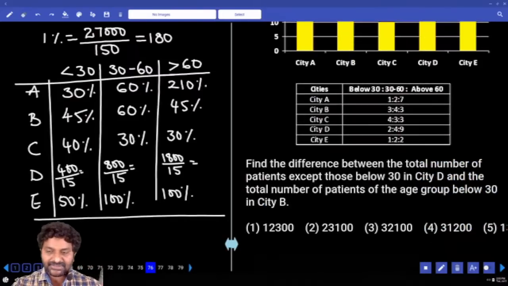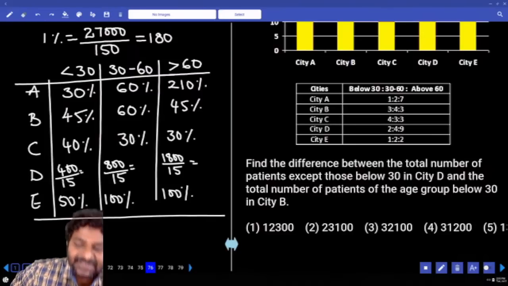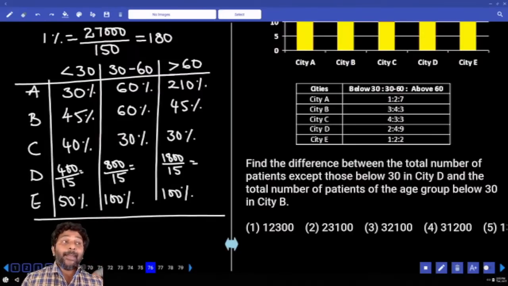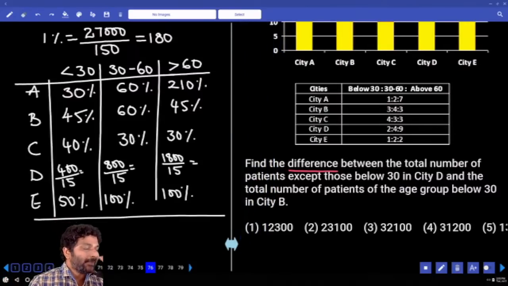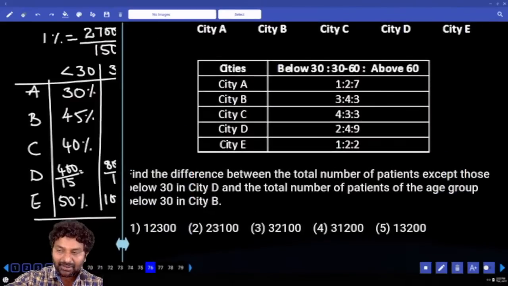Let's start the questions. Find the difference between the total number of patients except those below 30 in city D and the total number of patients of the age group below 30 in city B. What do you need? Come on, it is the difference that we need, right?